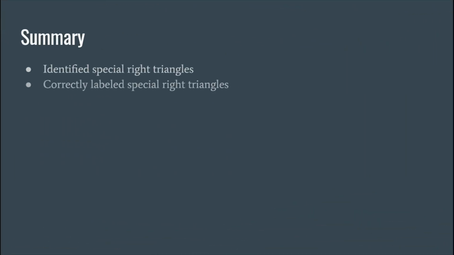Sorry about the extra slide in there. So we identified a couple of special right triangles, the 45, 45, 90 and the 30, 60, 90. We didn't actually label them, since they were pre-labeled, but you saw the sides, and we went through a couple of examples.